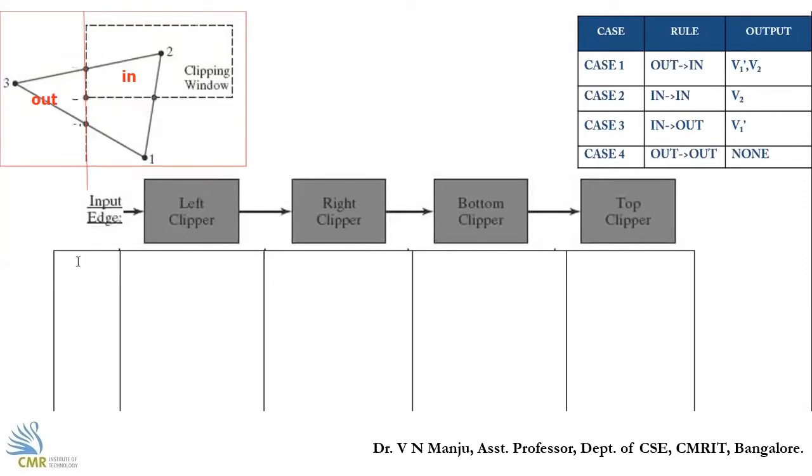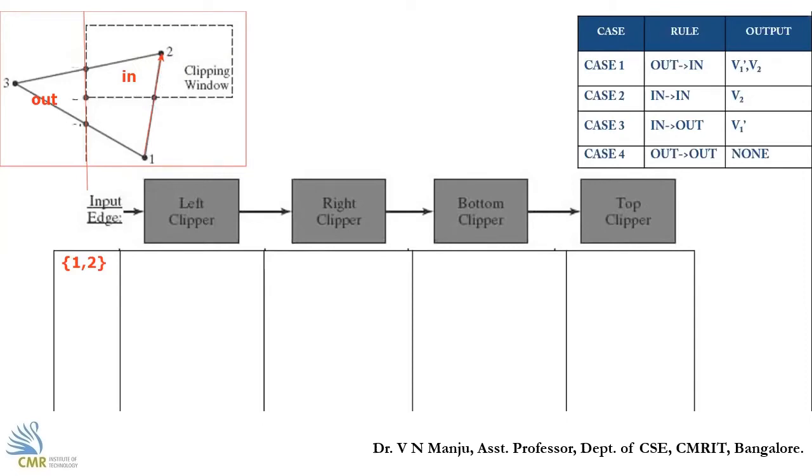Let me first start with this one. I will keep writing here. I'll be considering vertices 1 and 2, starting from 1, 2. All these are inside and the left is only out. So 1, 2 is the line from here till here. How is it going? From inside to inside.